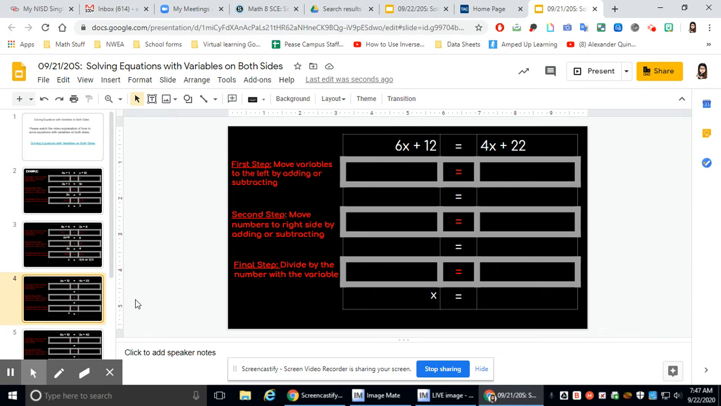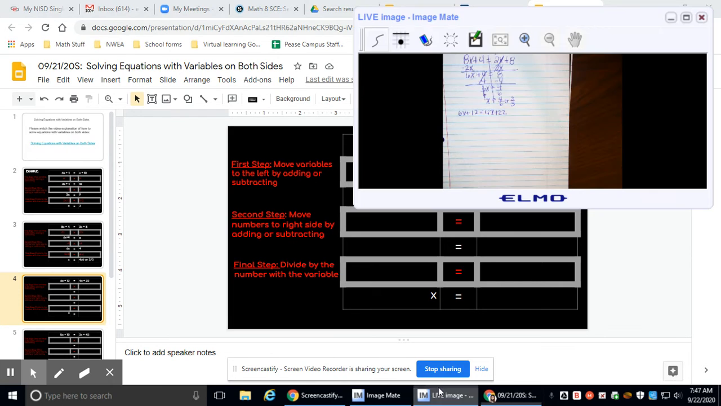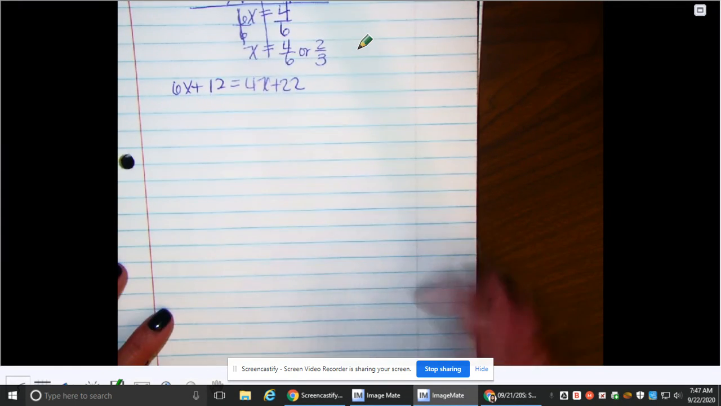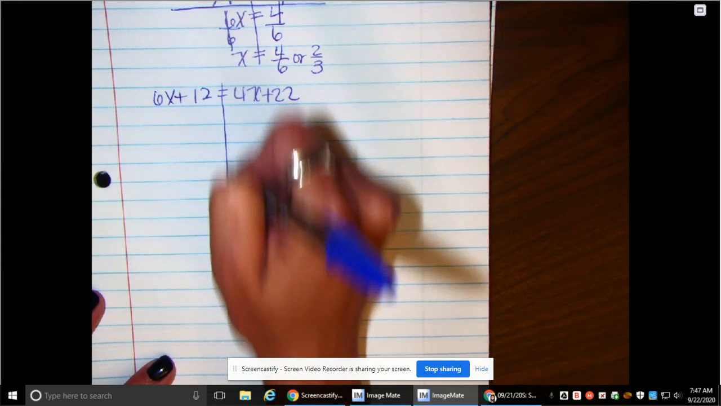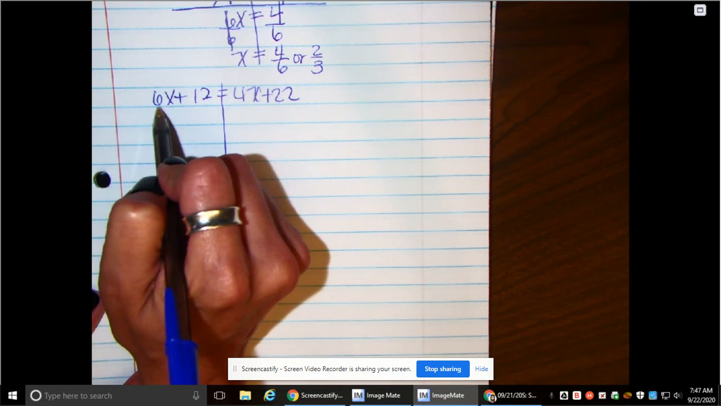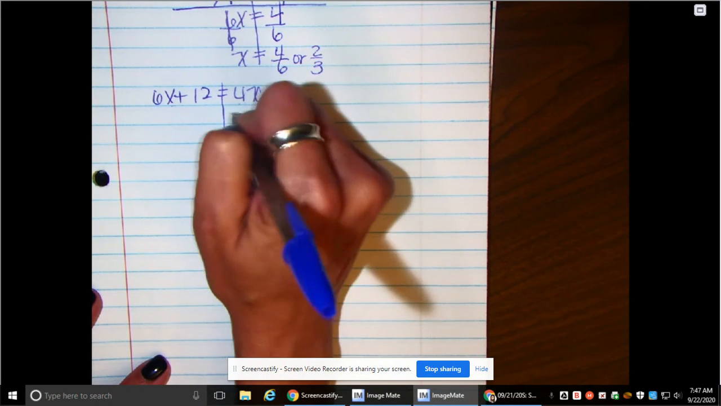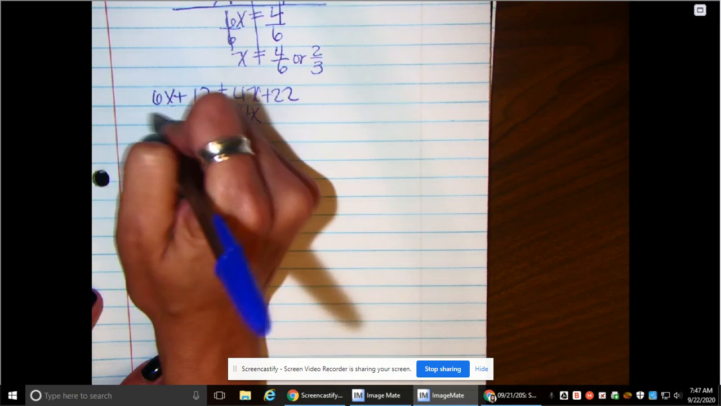For this one, you have 6x plus 12 equals 4x plus 22. My first step is to move variables to the left by adding or subtracting. So I'll draw my line down the middle. I want variables on the left side. Right now I have 6x over there, but I need to move this positive 4x. I'll do that by subtracting 4x on both sides.